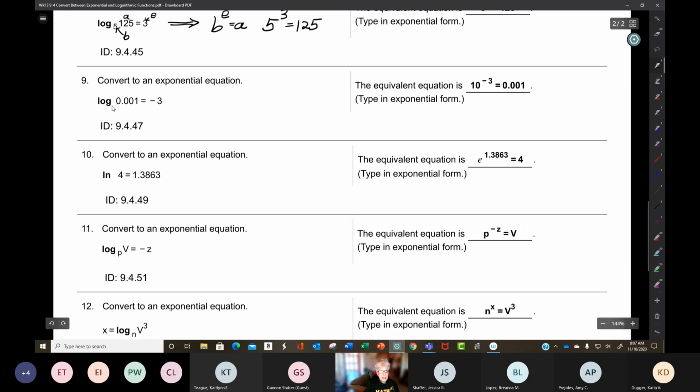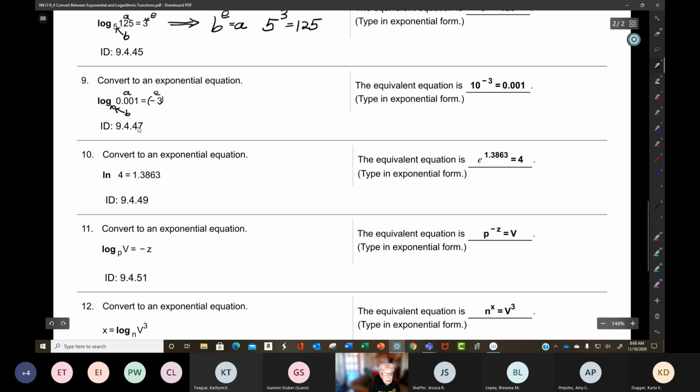Now, oh no, there's not a base. There is a base. It's 10. Don't worry. It's understood. Nonetheless, it is there. The base is 10. The argument is 0.001. And the exponent is -3.